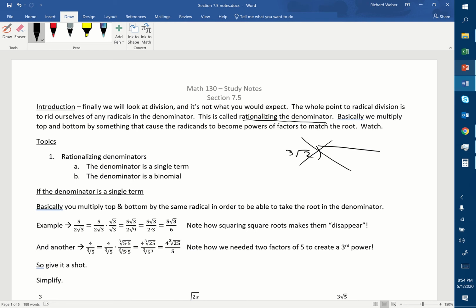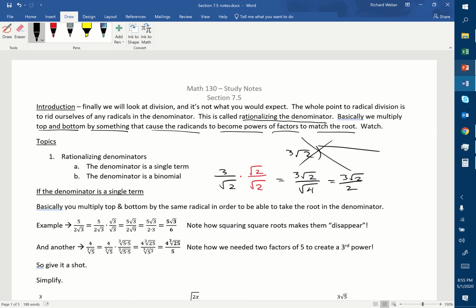The trick on this one is basically, remember, it's called rationalizing the denominator. And what that means is basically we multiply top and bottom by something that causes the radicands to become powers of factors to match the root. Watch. A quick example would be if I've got 3 over the square root of 2 and I want to get rid of that square root of 2, then I'm going to multiply by another square root of 2, and upstairs I multiply 3 times radical 2. Well, that's all there is to that. But downstairs is the square root of 4. And the square root of 4 is 2.